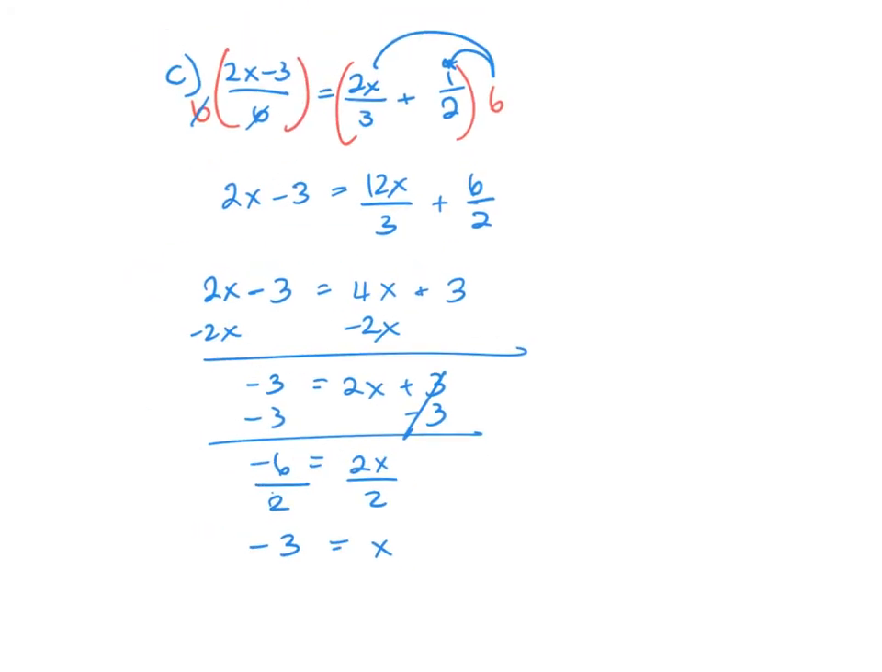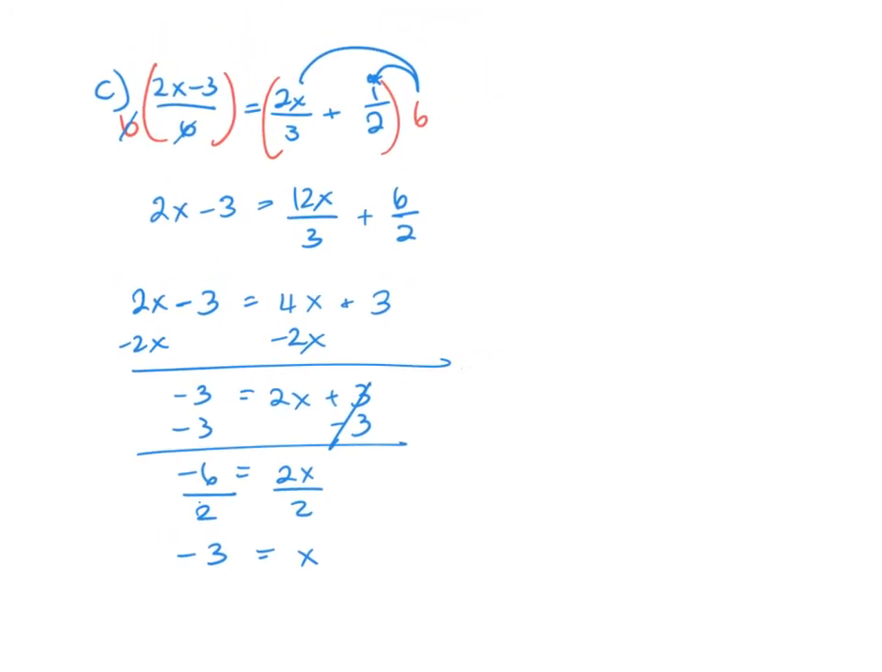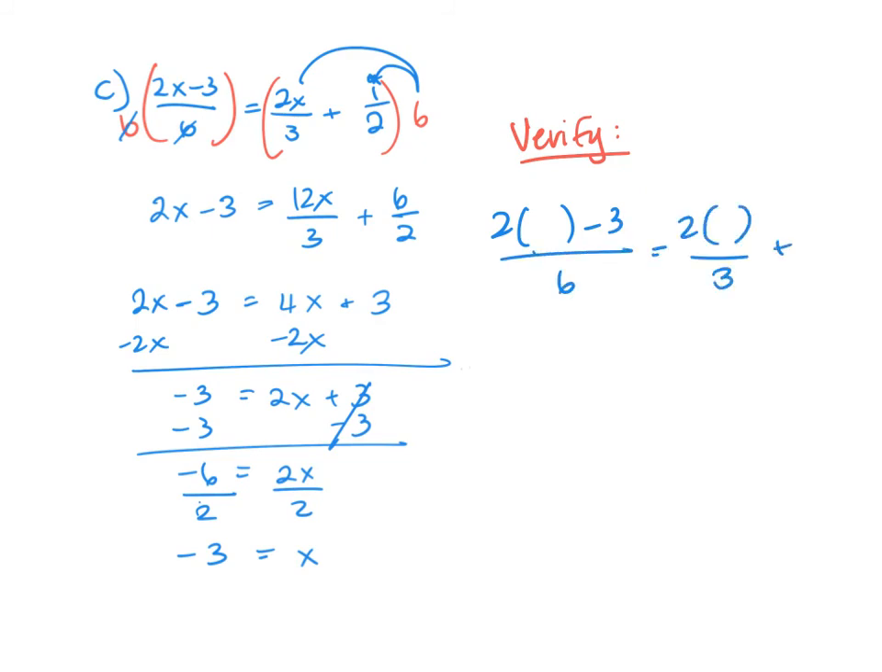So I'm going to check my work again, so that I can check to see that I made no careless mistakes by substituting the number back in. So I'm going to go 2 times x minus 3 over 6 equals 2 times some variable over 3 plus 1 over 2. And the number that I got was -3. So I'm going to plug in -3 for x. And let's see if my answer works out. 2 times -3 is -6 minus 3.